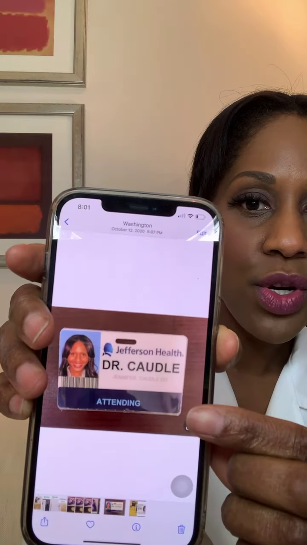So the attending word right there basically means that I am an attending physician. That means I am a senior physician. And I am board certified because I have taken my board exams. You can also be board eligible, meaning you haven't taken your boards yet, but you're eligible to do that. And by the way, you want to see doctors that are board certified, okay? You want to see doctors that have passed their boards.